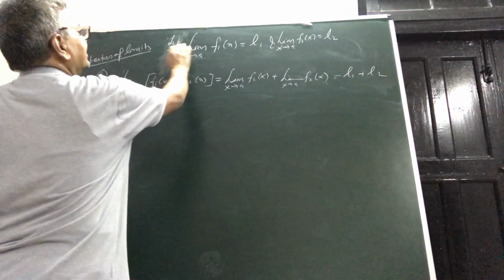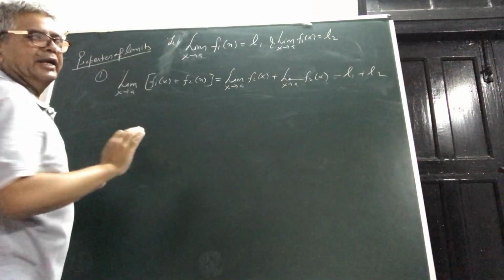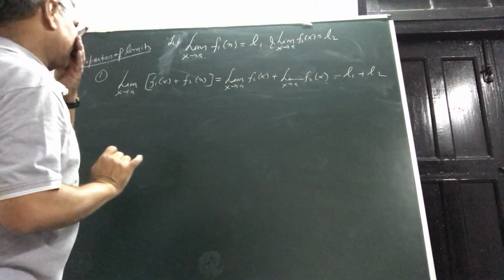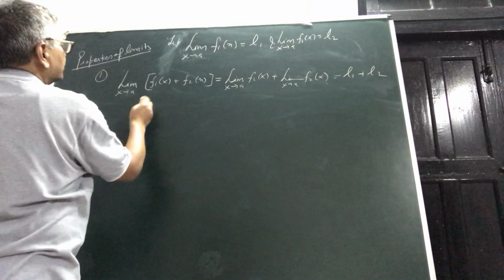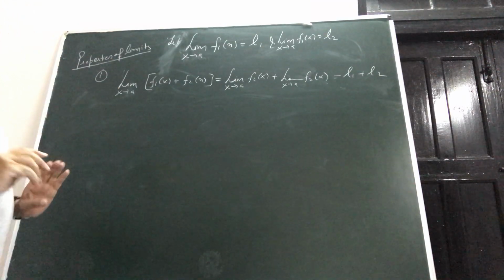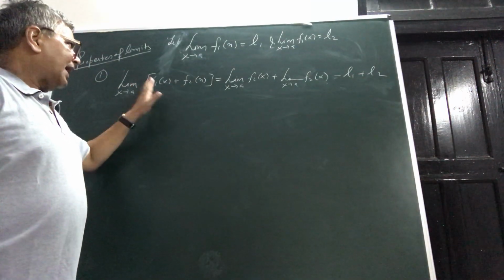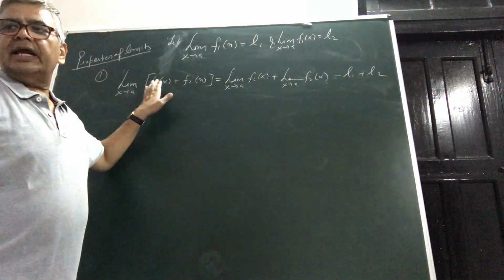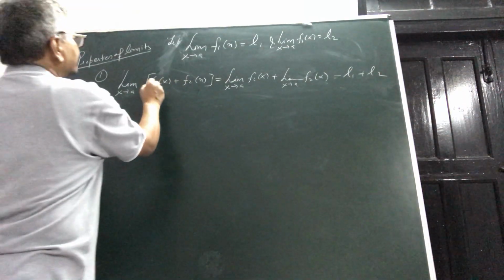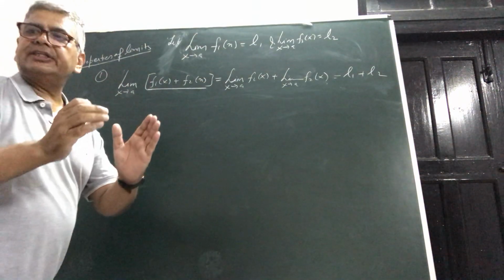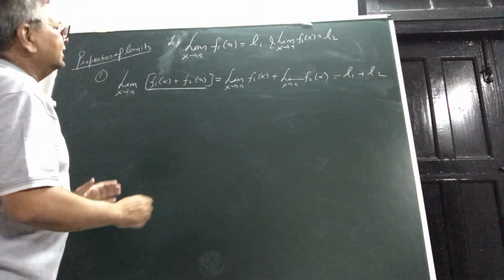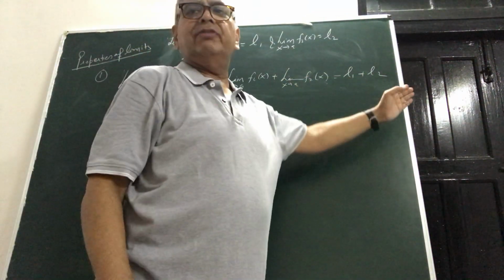Given to you is what? This top thing, individual limits exist. So what do we have to show? Recall your definition. Our function this time is f1(x) plus f2(x). This whole is to be taken as our function now. So for this function, we have to show the limit to be L1 plus L2.